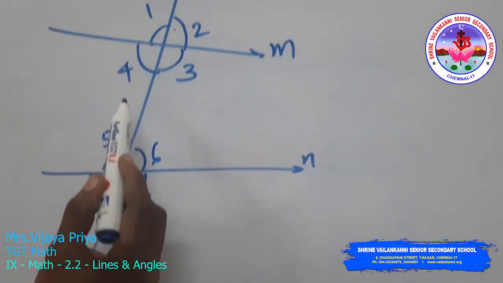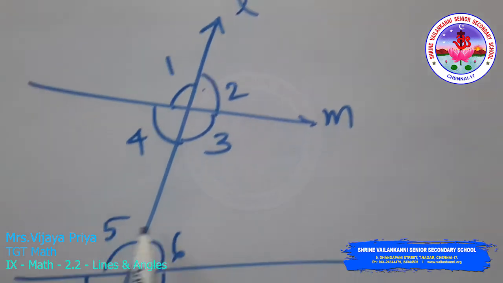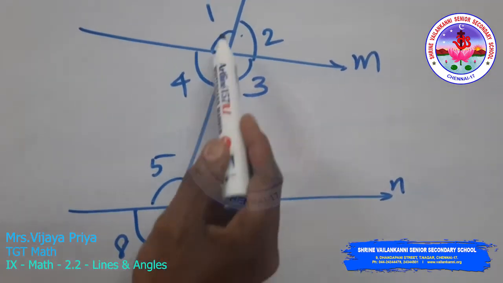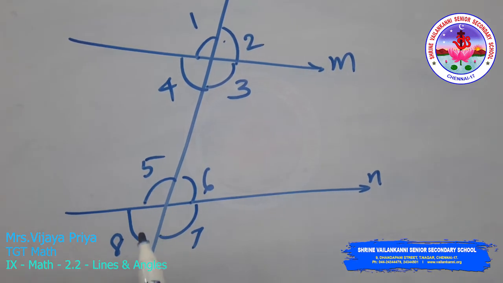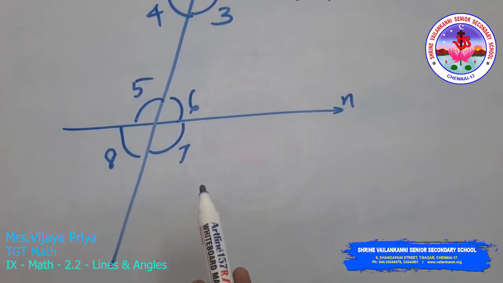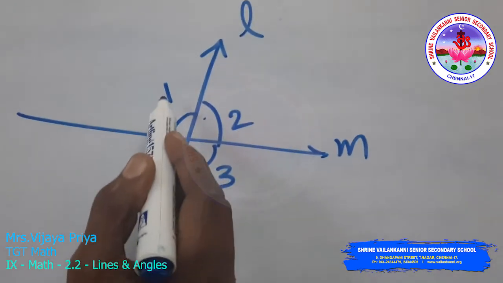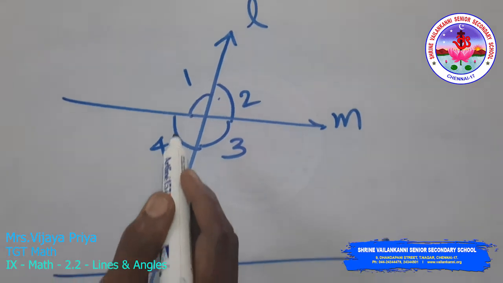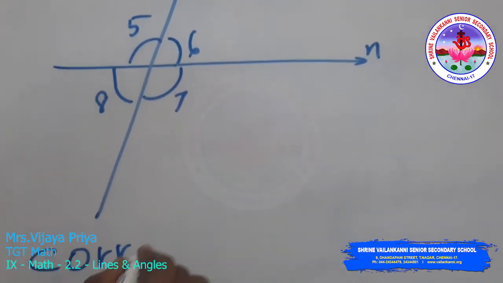Now we are going to see the angles formed here. So we have 4 angles and 4 angles, totally 8 angles formed here. I want to show you the corresponding angles, alternate angles and angles on the same side of the transversal. Here I have 4 pairs of corresponding angles. So let us write the 4 pairs here.